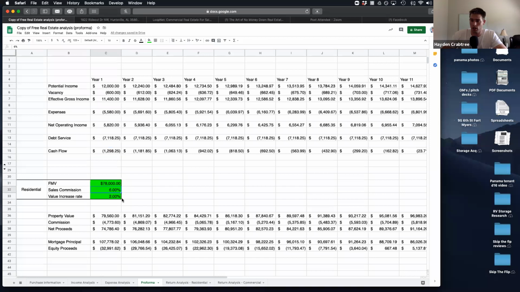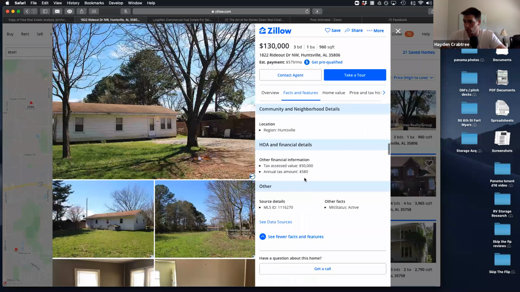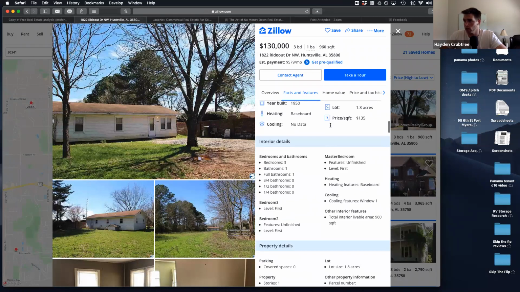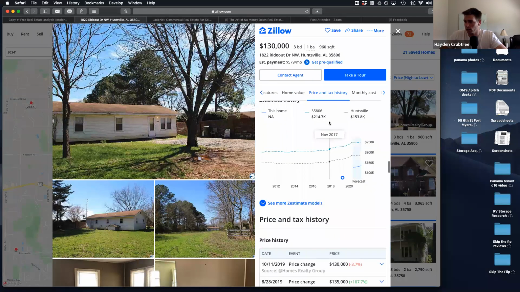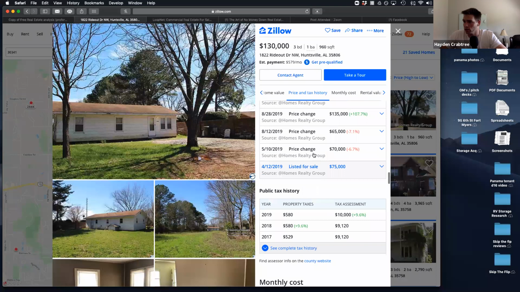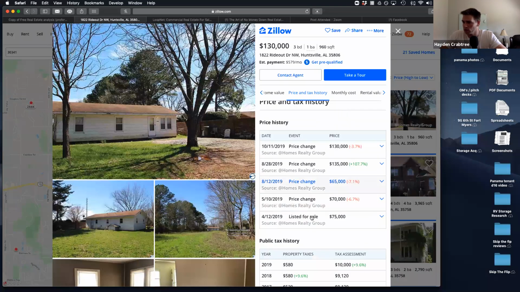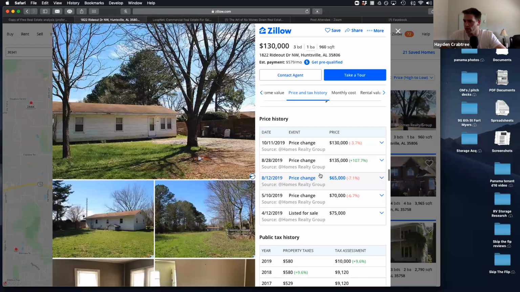And another thing that we want to note is that doesn't mean this isn't a good investment, because what they're saying here on the 130, that's their asking price. They may be willing to take a lot less than that. We can actually do some quick research to figure out, okay, how much did this property sell for last? We can go back to the price and tax history and look down: listed for sale, listed for sale. It doesn't look like this property has sold any time lately. Listed for sale, listed for sale. So they've been trying to sell it.